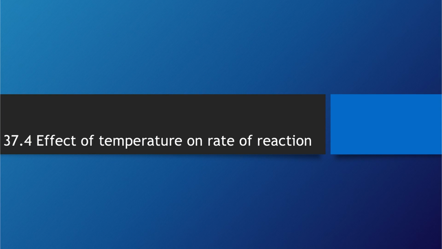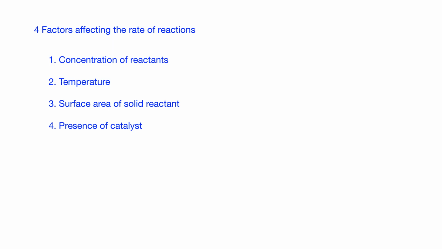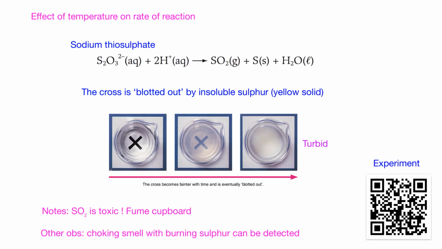In this video we're going to talk about the effect of temperature on the rate of reaction. Like previous videos we have mentioned, there are 4 factors, and this video will focus on temperature. To study the effect of temperature on the rate of reactions, we have used these reactions. This reaction is very important, okay? You have to remember the reaction between the sodium thiosulfate and the acid.